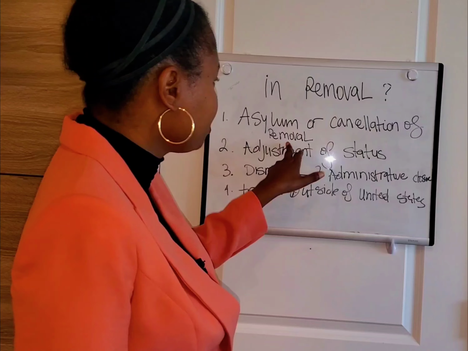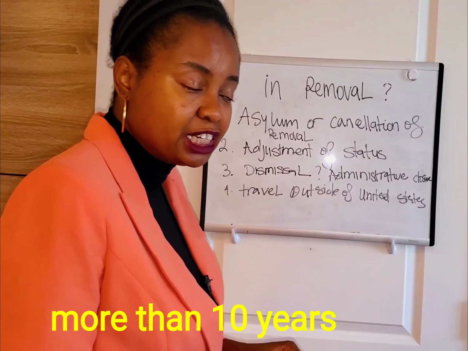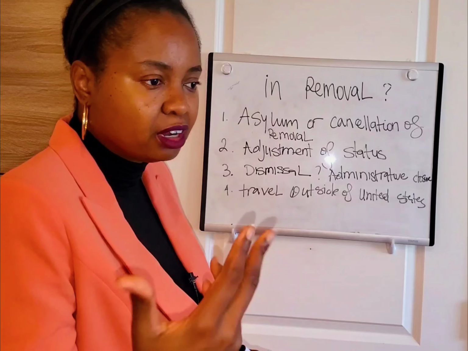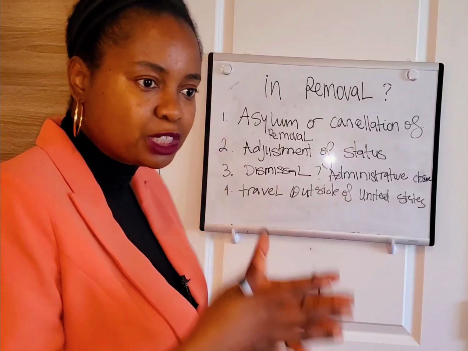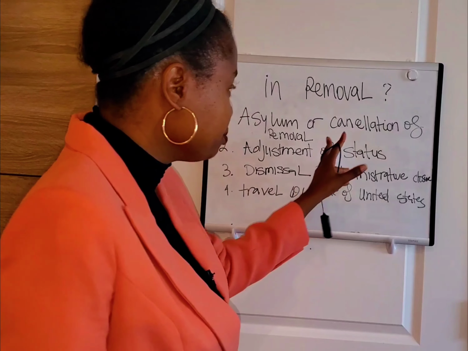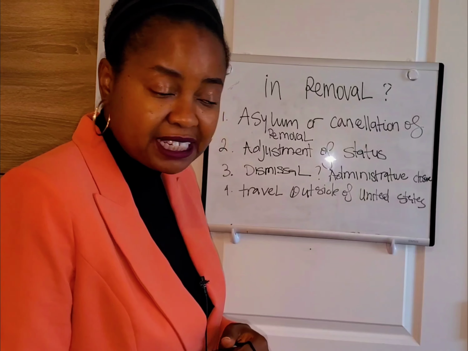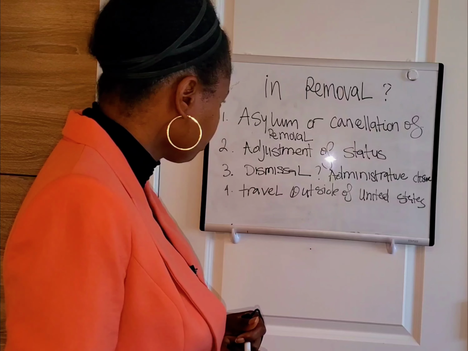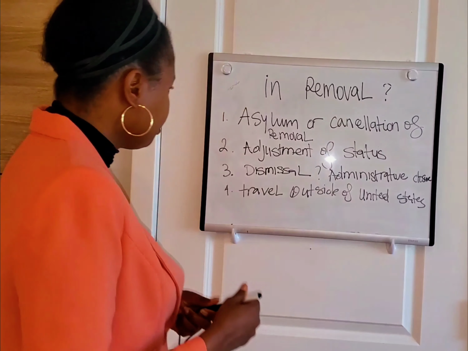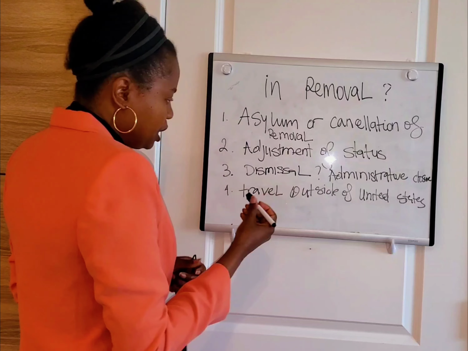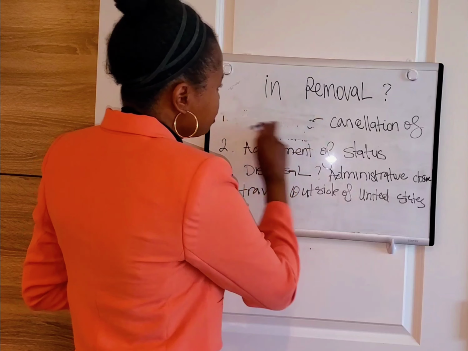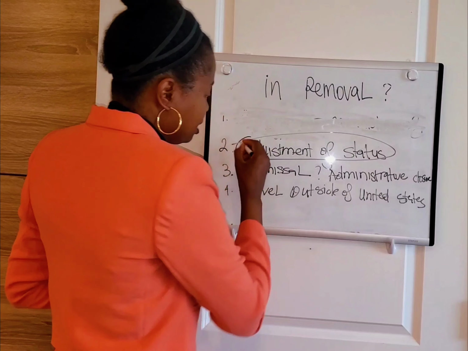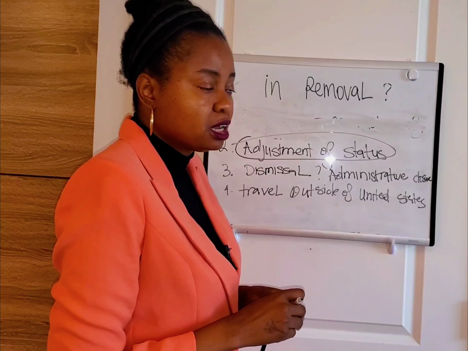Some have cancellation of removal as a defense because they've been here for more than 10 years prior to receiving the notice to appear. They have qualifying relatives who will suffer extreme and unusual hardship due to the removal. No criminal offenses, or if they have one, then the criminal offense is going to be waived if it can be waived. Some other people will try to adjust status. It simply means that the person trying to adjust status is adjusting after receiving the notice to appear in court.